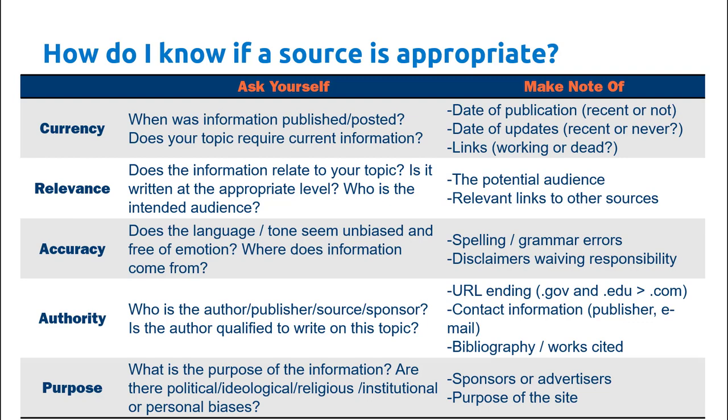Is the resource popular or scholarly? Accuracy. Consider accuracy. Does the information contain visible bias or errors? Are sources cited? Authority. Is the source authoritative? Who is the author? Are they qualified to write on the topic? And finally, purpose. What is the purpose of the information? Are there affiliations or viewpoints that should be considered? Does the author have an agenda?